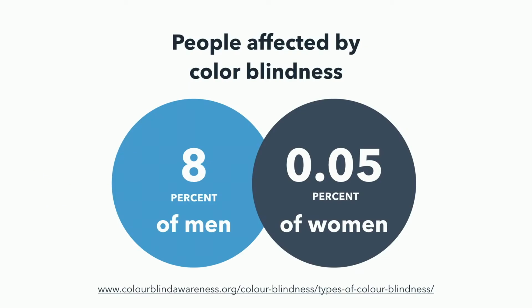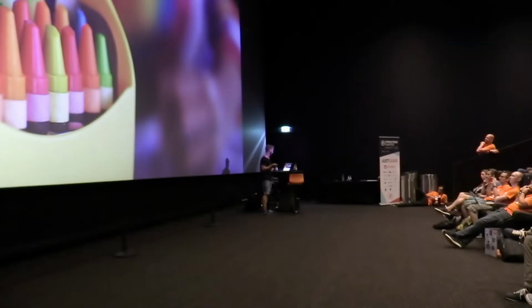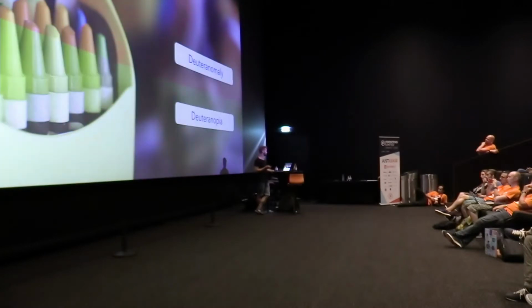Every 12th man is affected by a sort of color blindness. For women, it's only 1 in 200. So let's see how the beamer is. When we look at this picture, looks good to me, I guess. For some people, it can look like this, or like this, or like this.